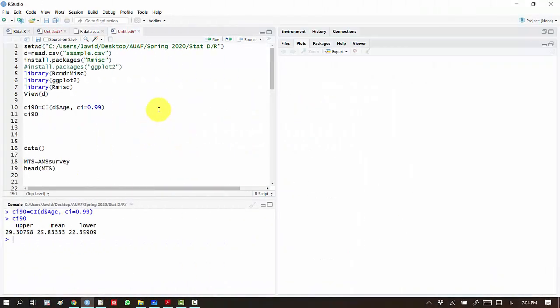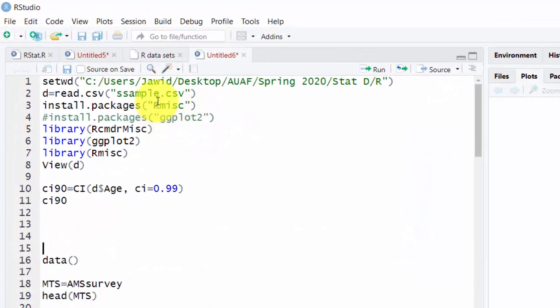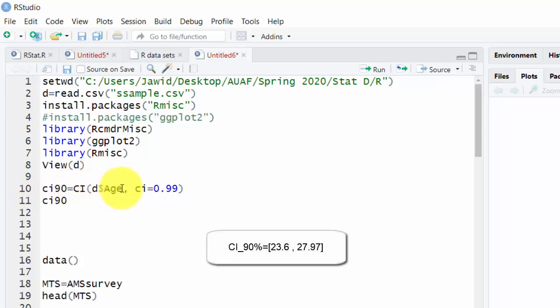To calculate the confidence interval in R, we need a package called Rmisc. Please install this package before coming to the class. Then we library it, I installed it already, I library it. Then calculate the confidence interval for the average age of the population using the data from a sample which I have selected from the population. Then use CI, confidence interval, dollar sign age.